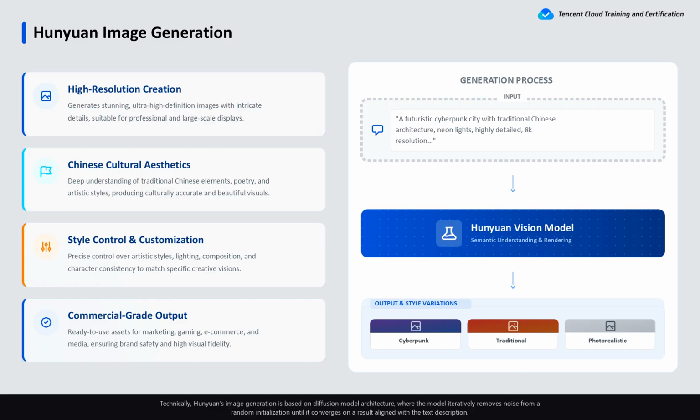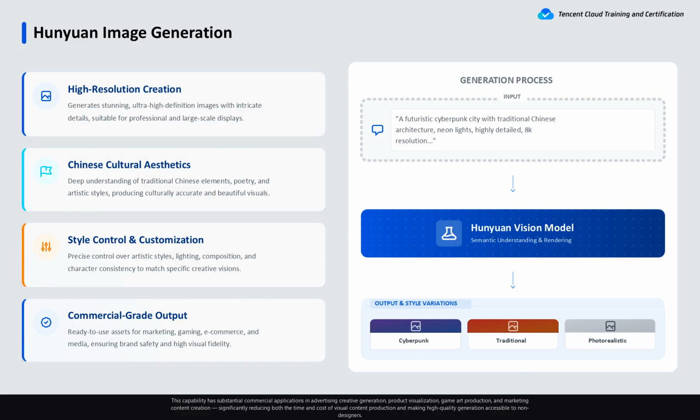Technically, Hunyuan's image generation is based on diffusion model architecture, where the model iteratively removes noise from a random initialization until it converges on a result aligned with the text description. This capability has substantial commercial applications in advertising creative generation, product visualization, game art production, and marketing content creation, significantly reducing both the time and cost of visual content production and making high-quality generation accessible to non-designers.